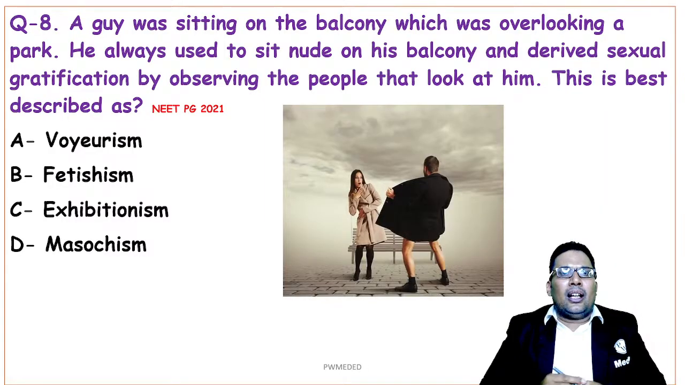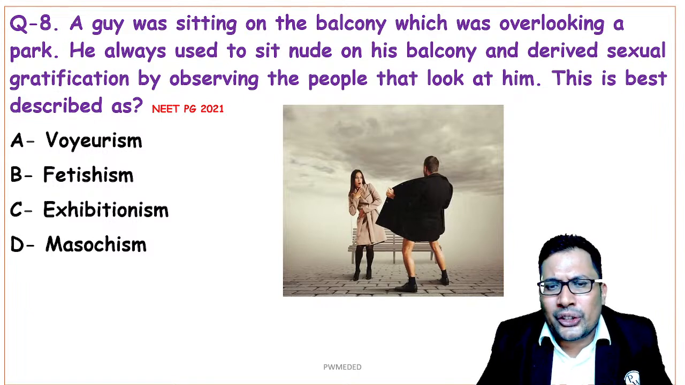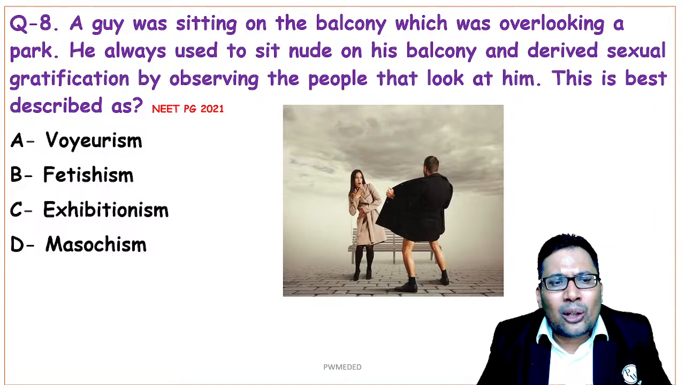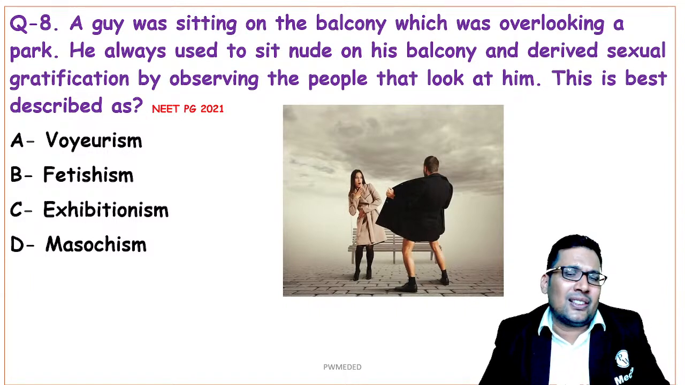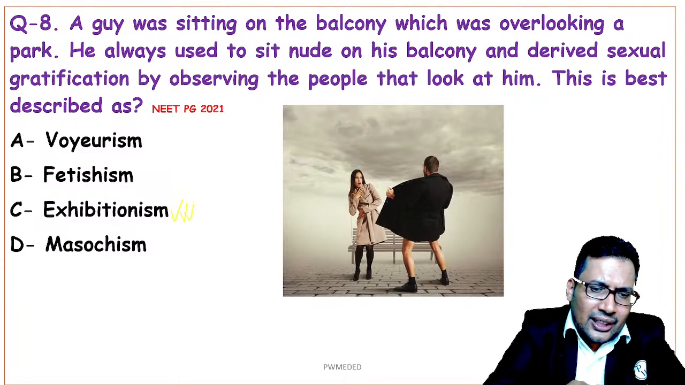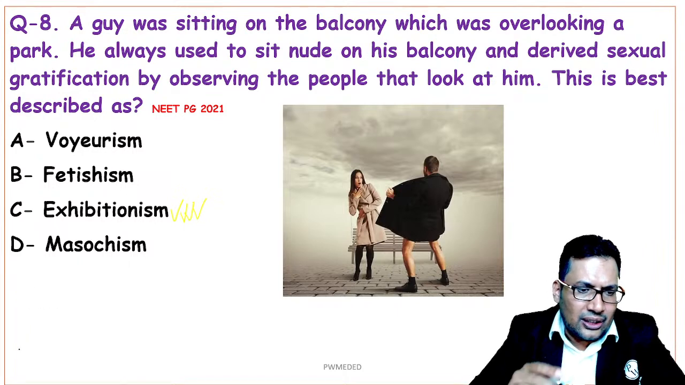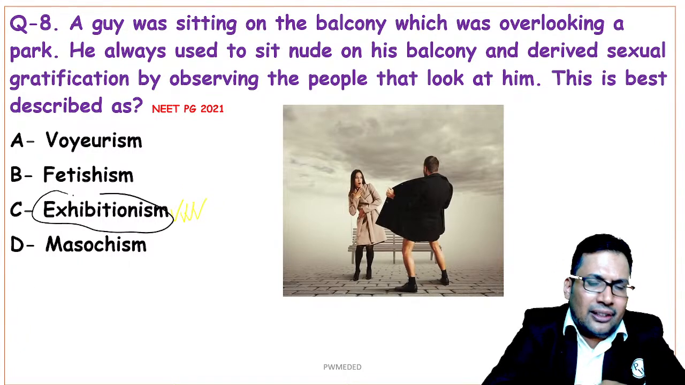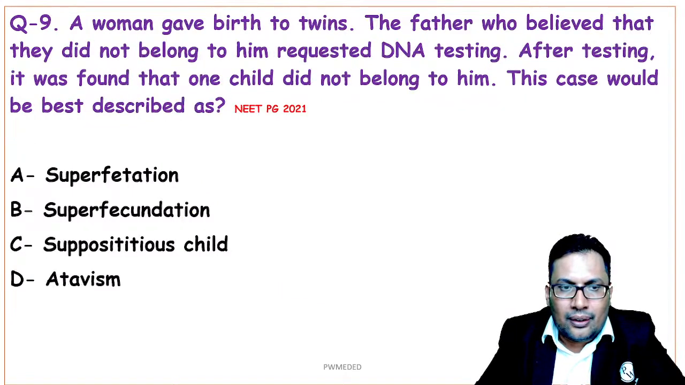Next question. A guy was sitting on the balcony which was overlooking a park. He always used to sit nude on his balcony and derived sexual gratification by observing the people that looked at him. This we already discussed, so it is a very simple answer. The answer is exhibitionism. This is the case of flashing. It is punishable under the law, as we discussed in our classes. So this is exhibitionism. Good.